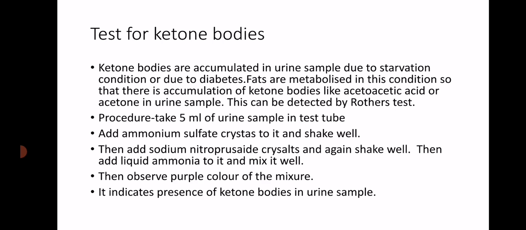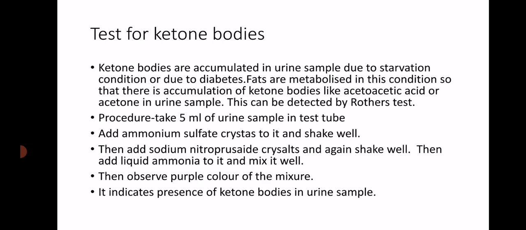So if your Rothera's reagent is available, then you can directly add that reagent into it also. Otherwise, you can add separately the components for Rothera's test. The components including sodium nitroprusside crystal, ammonium sulfate crystals, liquid ammonia. So after addition of the liquid ammonia, you have to shake it well and then you have to observe the presence of purple color ring in the sample.